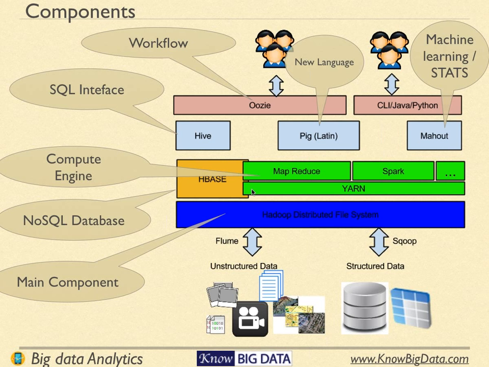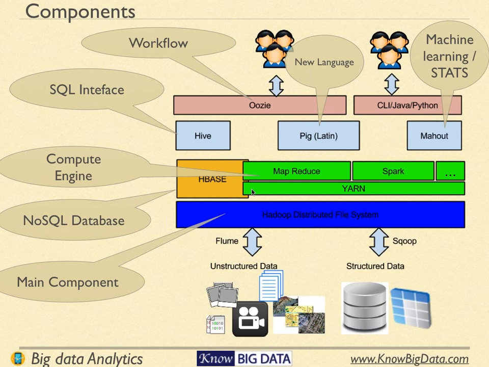Now, parallel to this, we have something called HBase. HBase is a database. You have a file system and a database. The way on your computer you have a file system like C colon, D colon, or E colon.